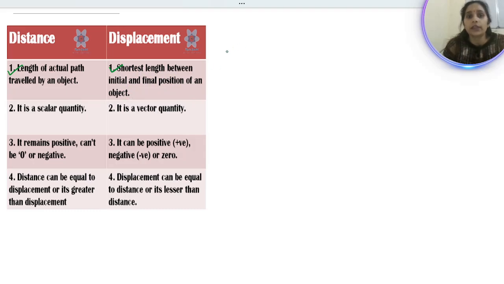Let's start with the help of an example. Let us consider a point A. The object started from here, reaches the point B, and after that reaches the point C. So the object started from A, then B, after that C. This is the actual path traveled by the object. It is known as distance.